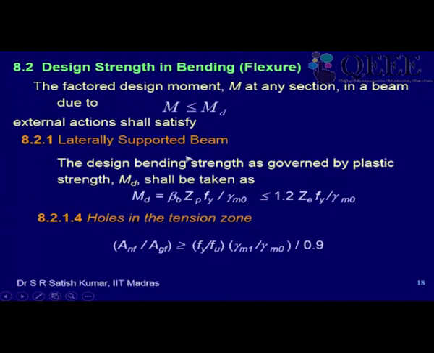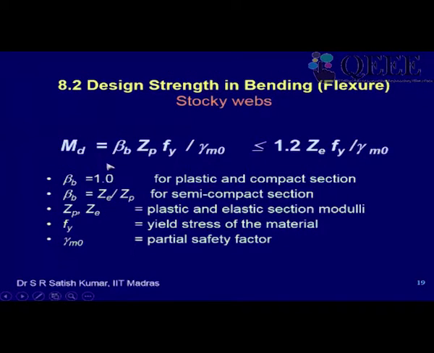Given that, for a laterally supported beam, the design bending strength MD can be taken as beta B Zp into fy by gamma m0. This is how the codes are written, but actually you could have written it in a simpler way. Let's look at it this way. The code says beta B is 1 for plastic and compact sections. So if I put beta B as 1, MD will be Zp into fy. Zp into fy, as we have just seen, is nothing but Mp of the cross section, the full plastic capacity.